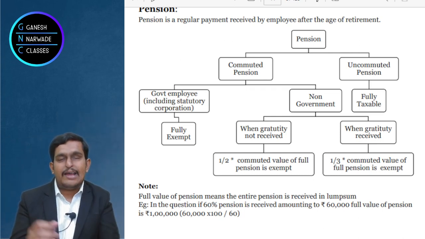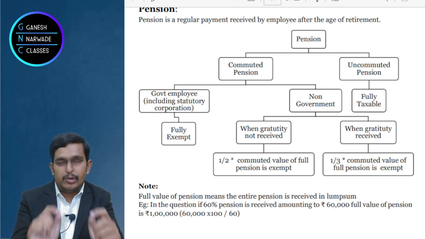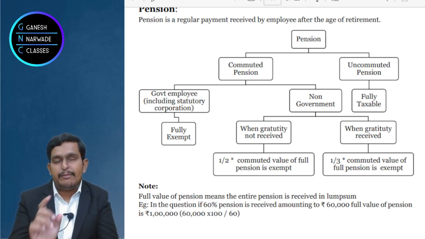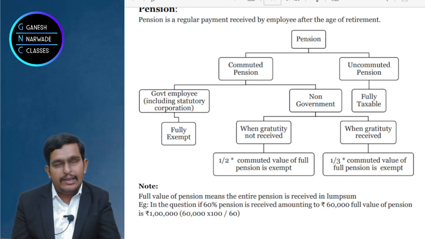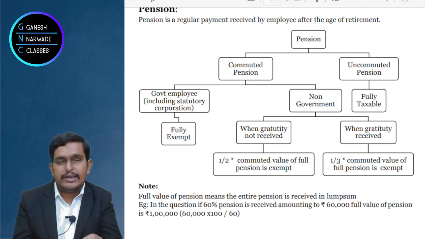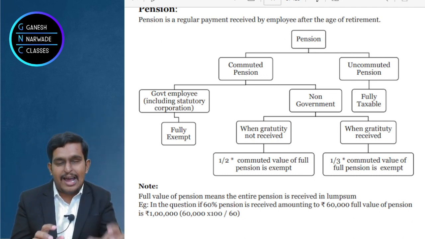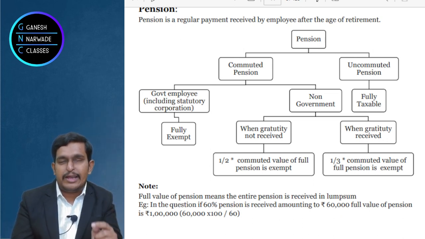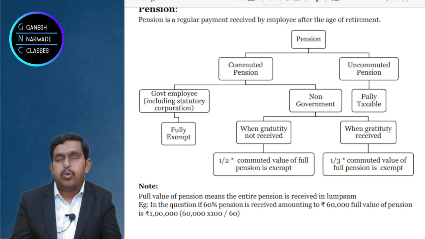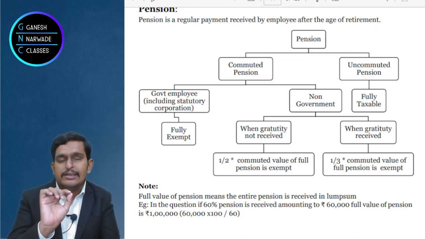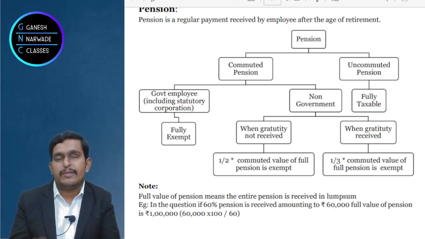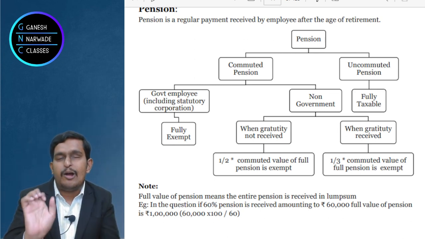Chalo, for you again I am repeating everything, and we'll go straight to the problems. I am simply talking about commuted pension, lump sum pension. Simply remember, if it is a government employee, fully exempt. If it is a non-government employee, categorized: are they receiving gratuity? If they are receiving gratuity, then only 1 by 3rd of full value. This is a very important word. 1 by 3rd into full value of commuted pension. And if you are not receiving gratuity, 1 by 2 of full value of commuted pension.